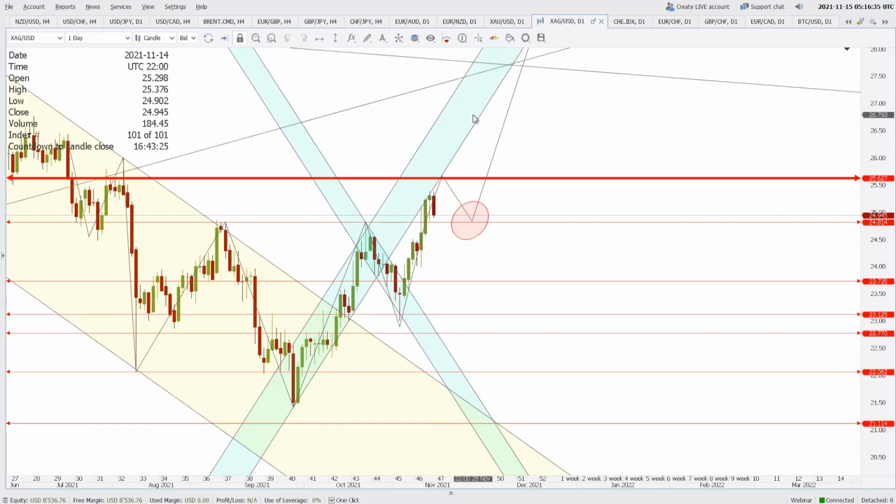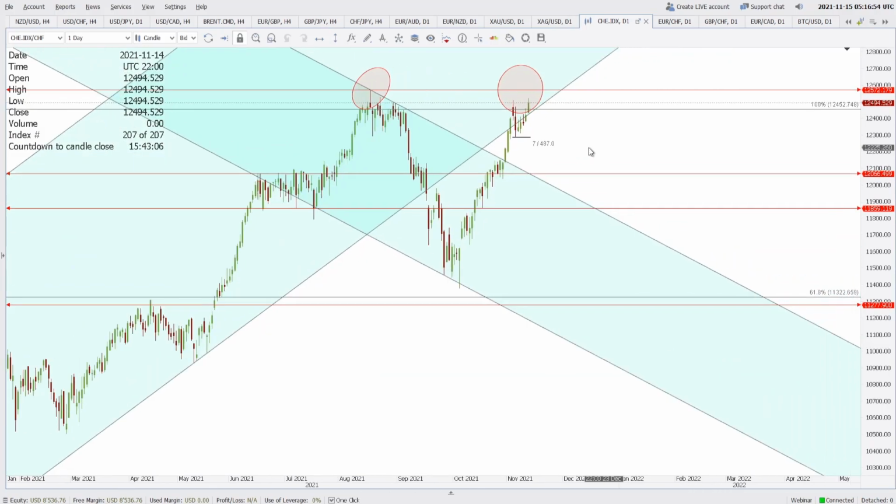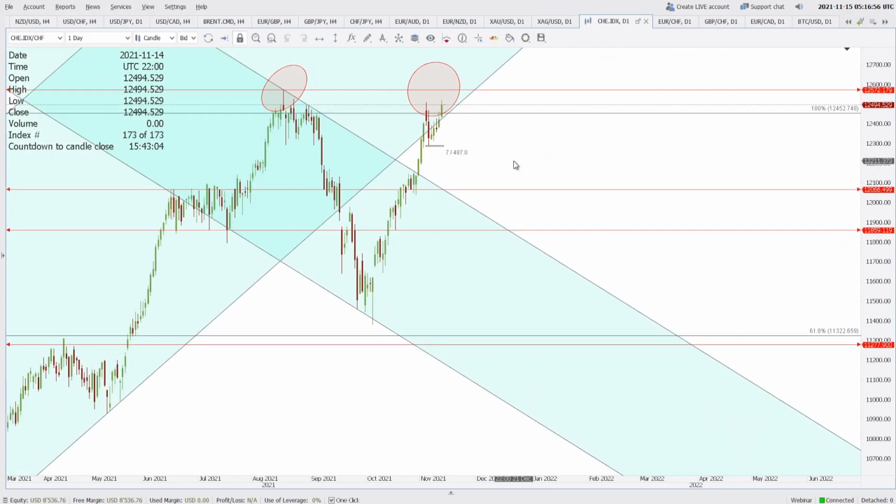But if it fails to act as a demand zone, and the price is able to give a closing below 24.81 on the daily candle, it will be very bearish for silver, and then the price may even drop to 23.73 in this market. Swiss index is performing nicely, has given us a very good close on Friday.